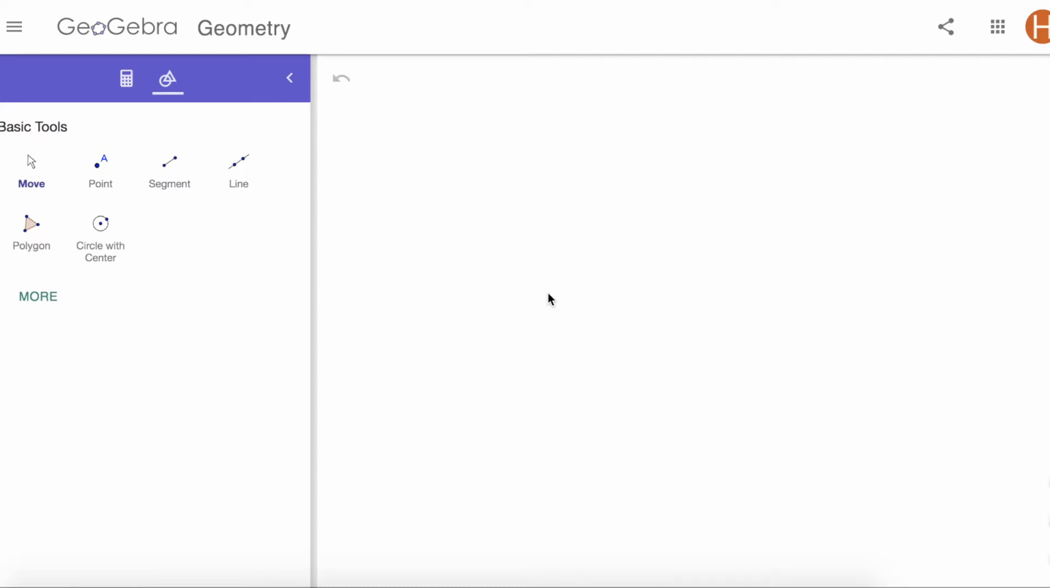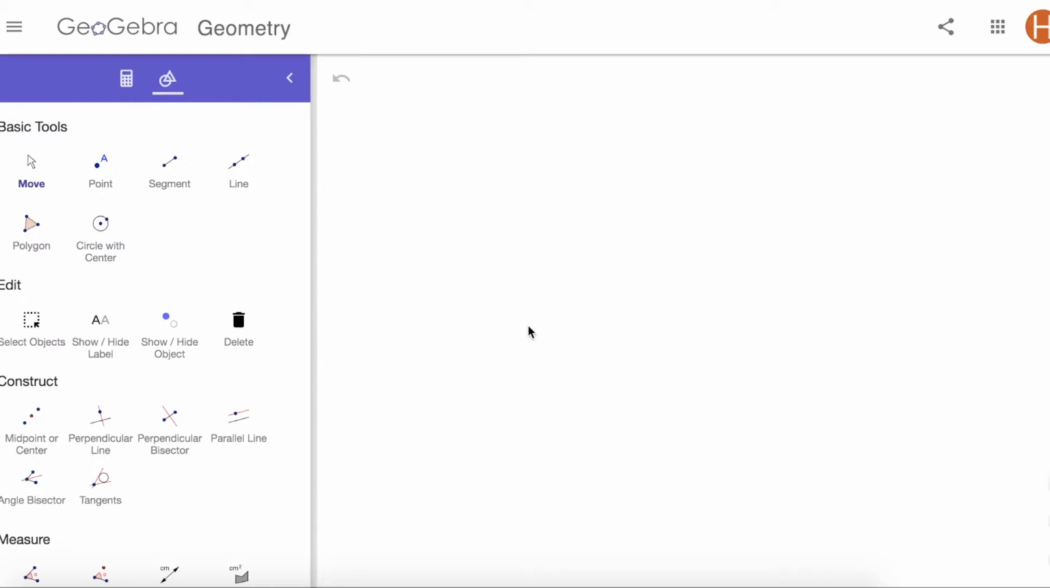I'm going to be investigating constructing triangles in GeoGebra. We're going to construct 3 different triangles: a right triangle, an isosceles triangle, and an equilateral triangle. First I'm going to do the right triangle. I need to construct it in a way that it's going to hold the properties of a right triangle when I drag it around.